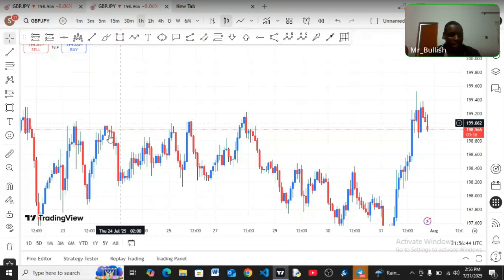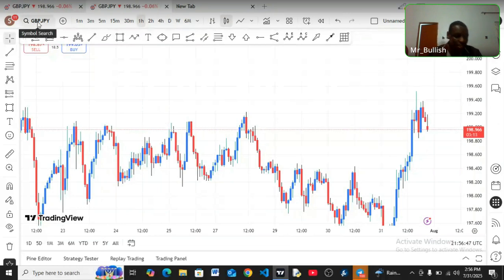So now, if you look at my screen, you see that we have GBP, JPY. And the two of them are major currencies, right?